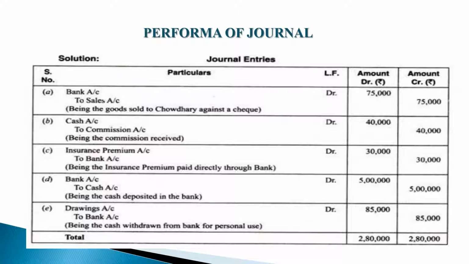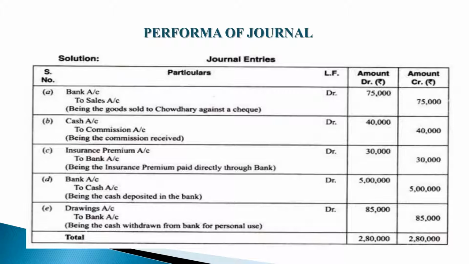In second entry, $40,000 received as commission in cash. So the journal entry will be cash account debit to commission account. In third entry, $30,000 paid as insurance premium by check. So the journal entry will be insurance account debit to bank account. The bank is being credited because debit what comes in and credit what goes out. So bank being the real account is going out of the business, that is why we are crediting bank account.